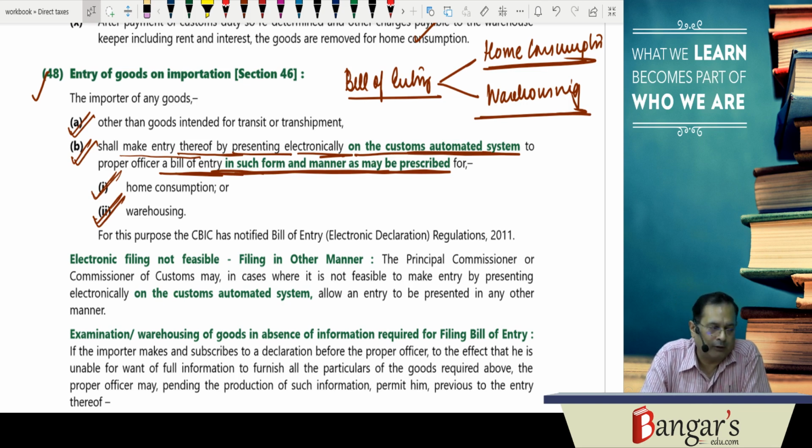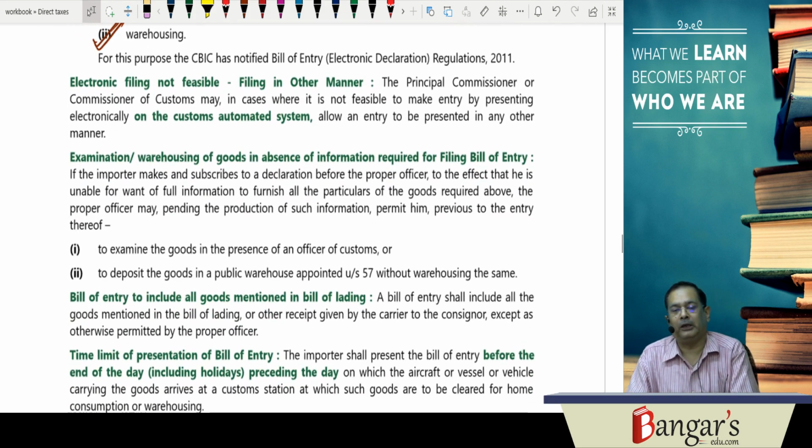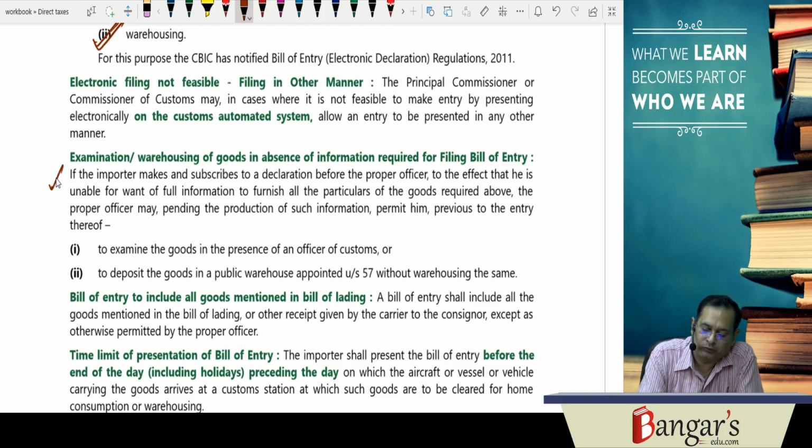In case the electronic filing is not feasible, then the principal commissioner or commissioner may permit the bill of entry to be presented physically also. And here we have to fill up the contents of the bill of entry. And if we do not have full information for, say, preparation of bill of entry, then we can examine the goods prior to the presentation of bill of entry, or even the goods can be deposited in public warehouse.